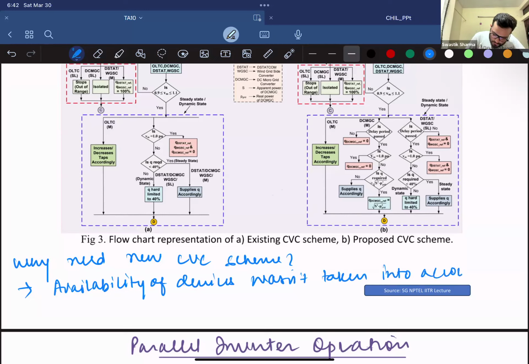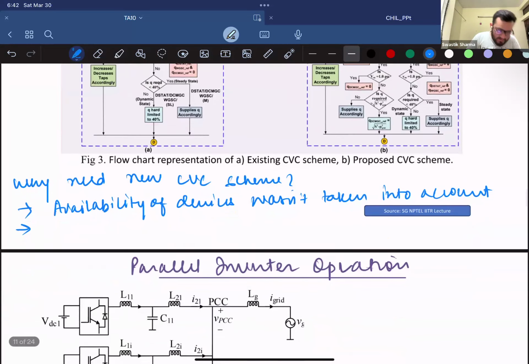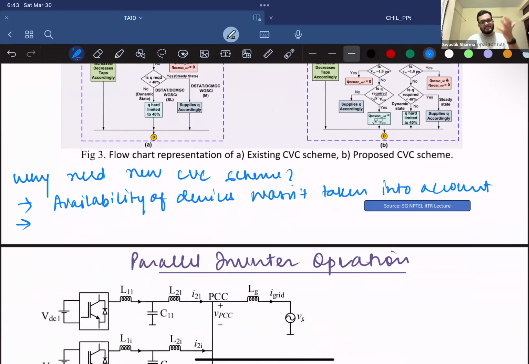So you could issue control commands for your devices, but what if the device is not available in the first place, right? And the second thing was that you didn't take into account your slow acting devices. Your OLTC is a slow acting device, it takes time to pump power back to the system. But your D STATCOM, being a switching, power electronic device, is very quick. The response time is very quick.